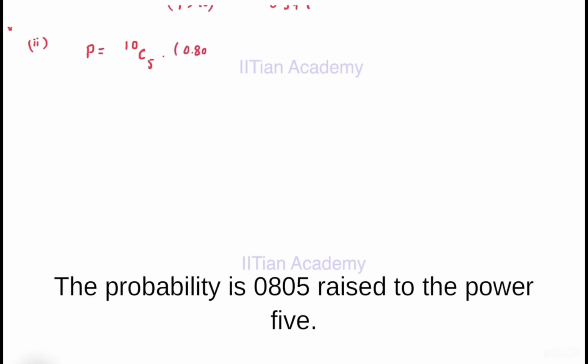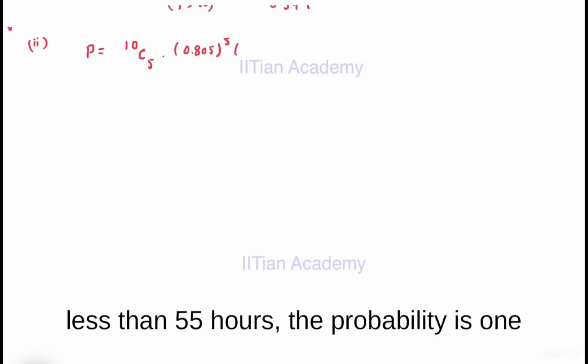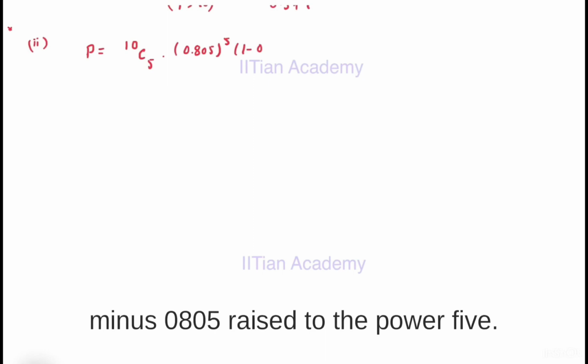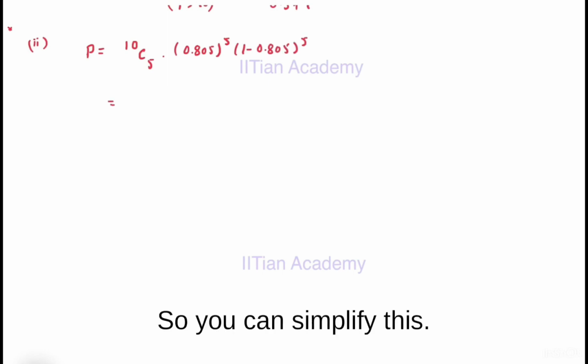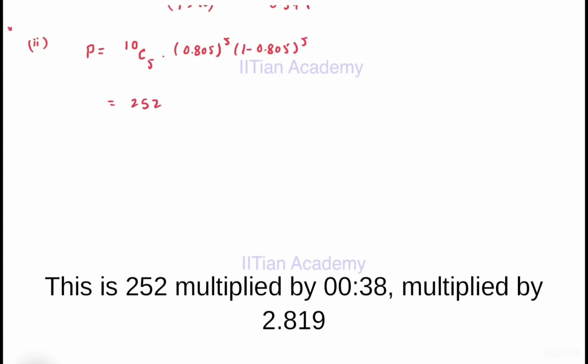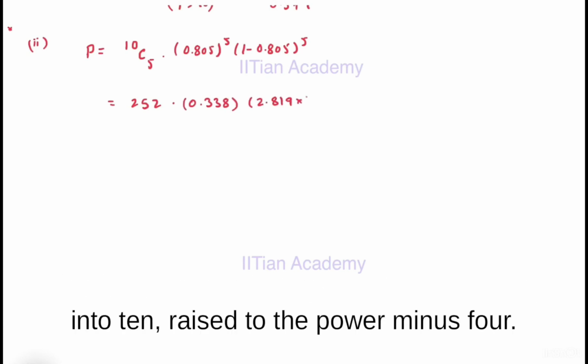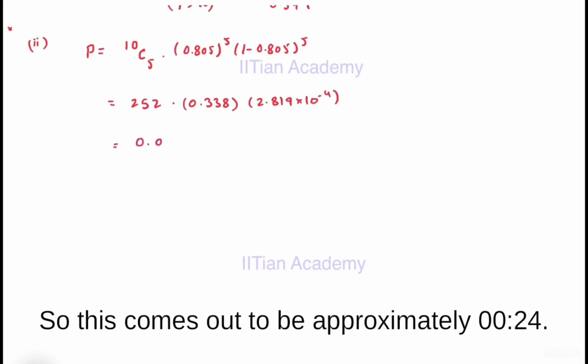The probability is 0.805 raised to the power 5. And for the rest, not working for less than 55 hours, the probability is (1 minus 0.805) raised to the power 5. So you can simplify this. This is 252 multiplied by 0.338 multiplied by 2.819 into 10 raised to the power minus 4. So this comes out to be approximately 0.024.